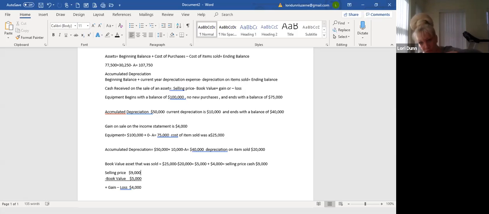And that's how we figure out book value on the asset that was sold. How much did my equipment account go down? That was the cost of the item that was sold. How much did my accumulated depreciation account go down? That's how much depreciation was on that item that was sold. That's probably the hardest part, to find that book value.